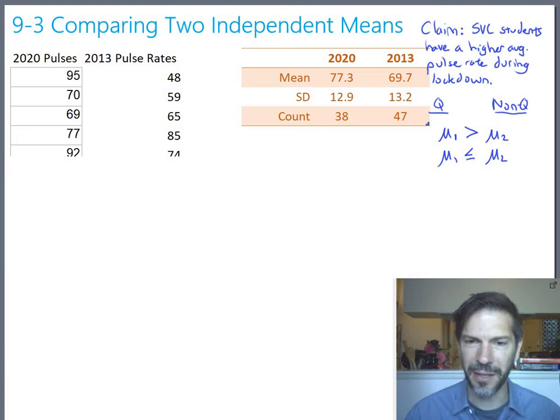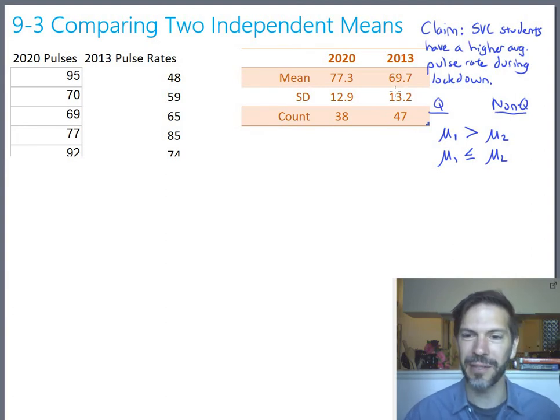And it does seem like in the sample, the mean now during quarantine is 77. And the mean during non-quarantine times is more like 70. So it is higher now, at least in this sample. Of course, samples do vary. And we want to say, aside from sample variation, is there really statistical proof or at least strong evidence here?